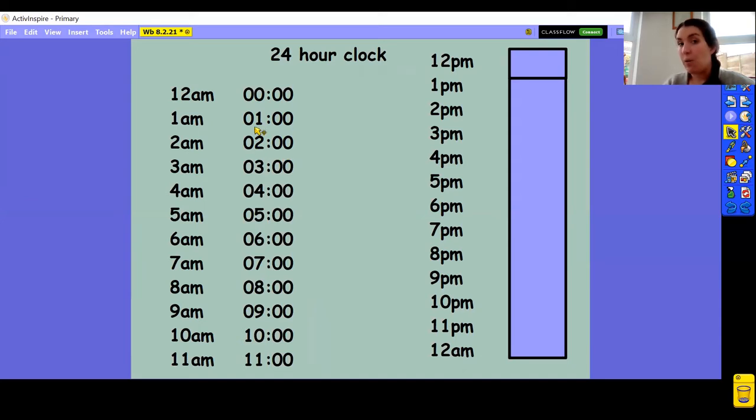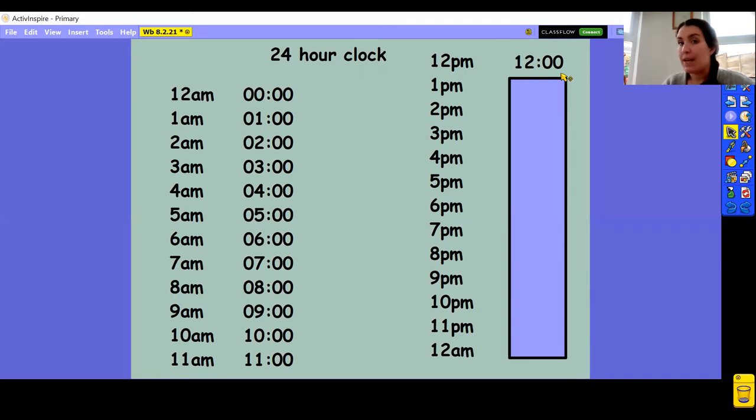0200. Again, the hours are always before the dots and the minutes afterwards. And the 00 just means o'clock because there's been no minutes past the hour. So we've got 03, 04, etc., all the way up to 11. And then 12 p.m., which we know is noon, follows the same. We've just got 12:00.